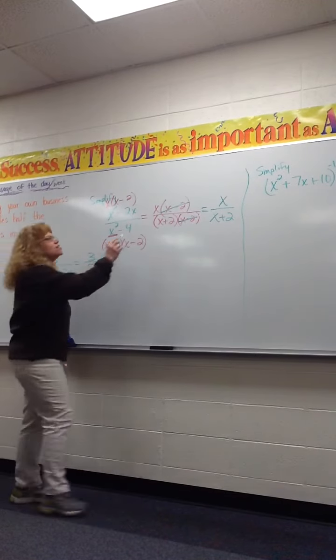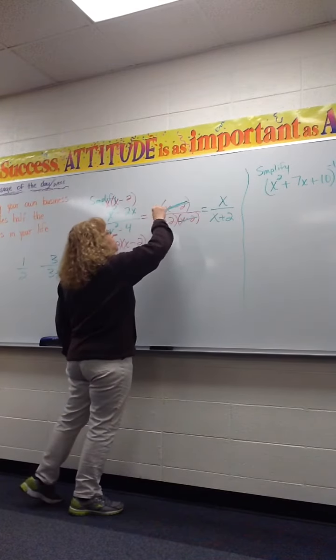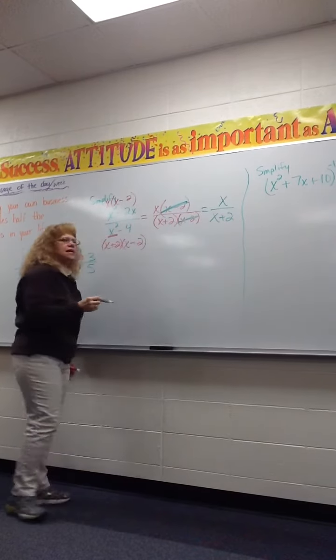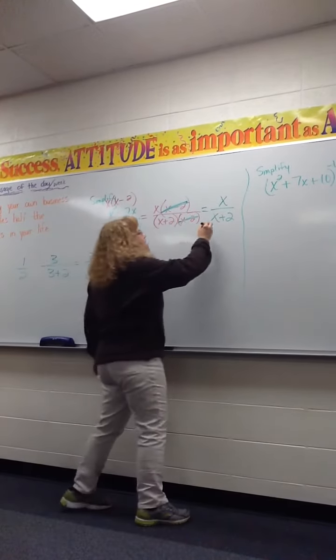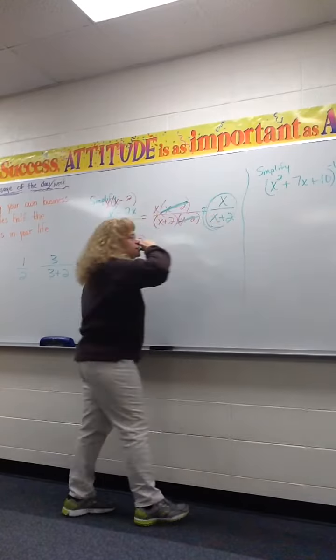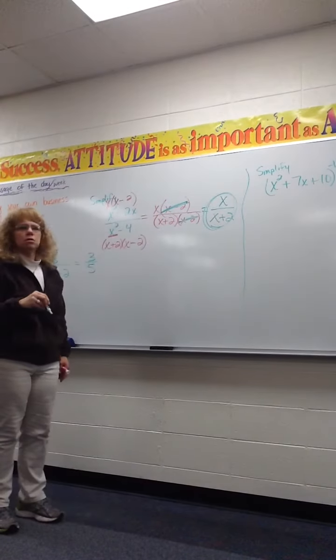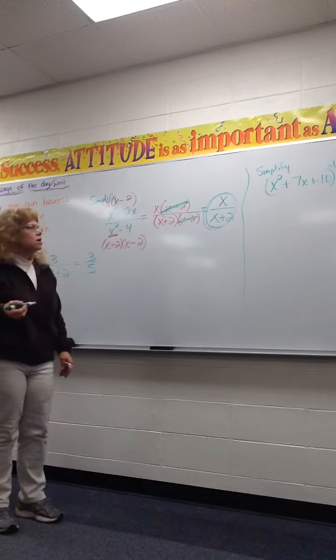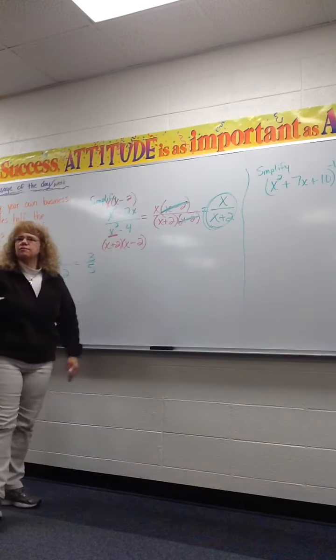You can only cancel if it's times. We're multiplying by this whole quantity, so we're allowed to cancel. So your answer then is just going to be x over x plus 2. Does that make sense? Yep. So really most of the work involved is the factoring.